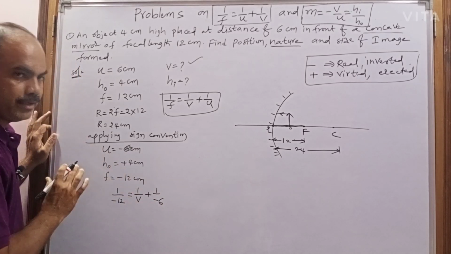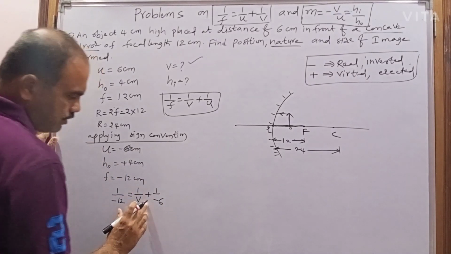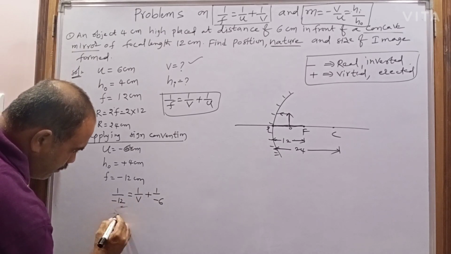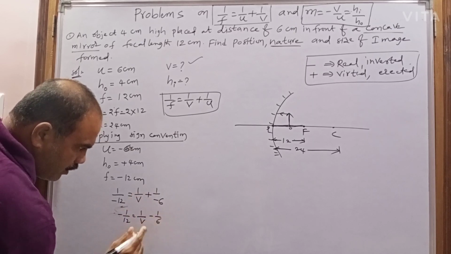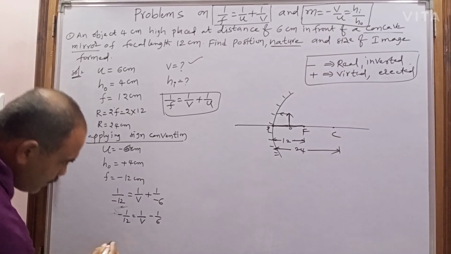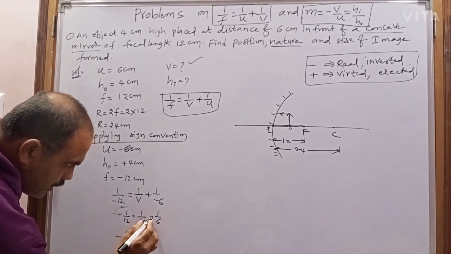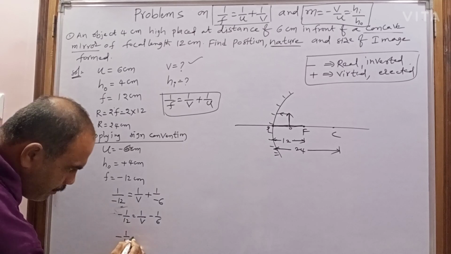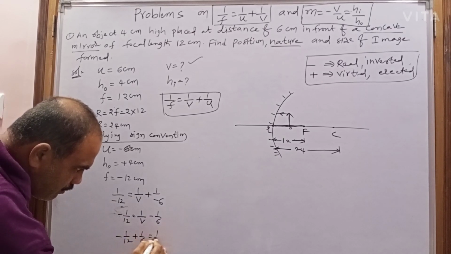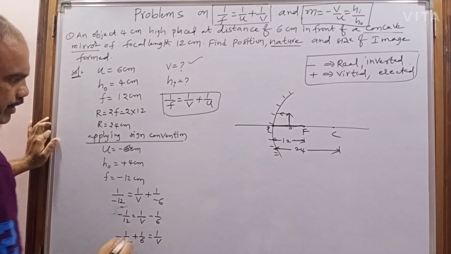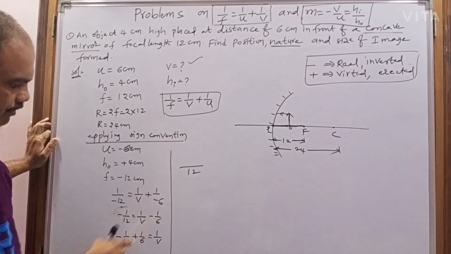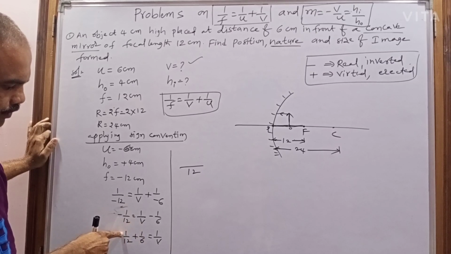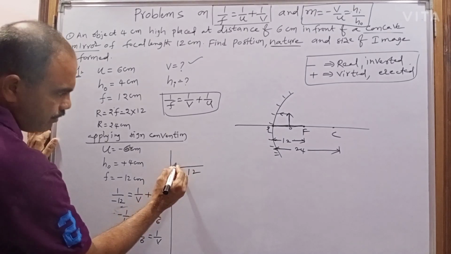Then simplify. Minus 1 by 12 equals 1 by V, plus into minus, minus 1 by 6. Now bring this minus 1 by 6 to the left side. Then minus 1 by 12, this minus 1 by 6 when it goes to the left side becomes plus 1 by 6, equals 1 by V. Now simplify by using LCM. The LCM of 12 and 6 is 12. With what value is 12 multiplied to get 12? 1. Then 1 is multiplied with the numerator, minus 1. Minus 1 into 1, minus 1.